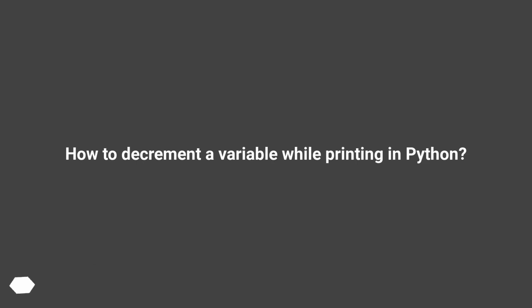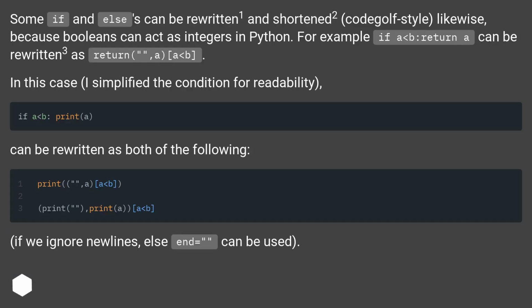How to decrement a variable while printing in Python? Some if and else's can be rewritten and shortened, code golf style. Likewise, because booleans can act as integers in Python. For example, if a, b: return a can be rewritten as return a, b. In this case, I simplified the condition for readability.